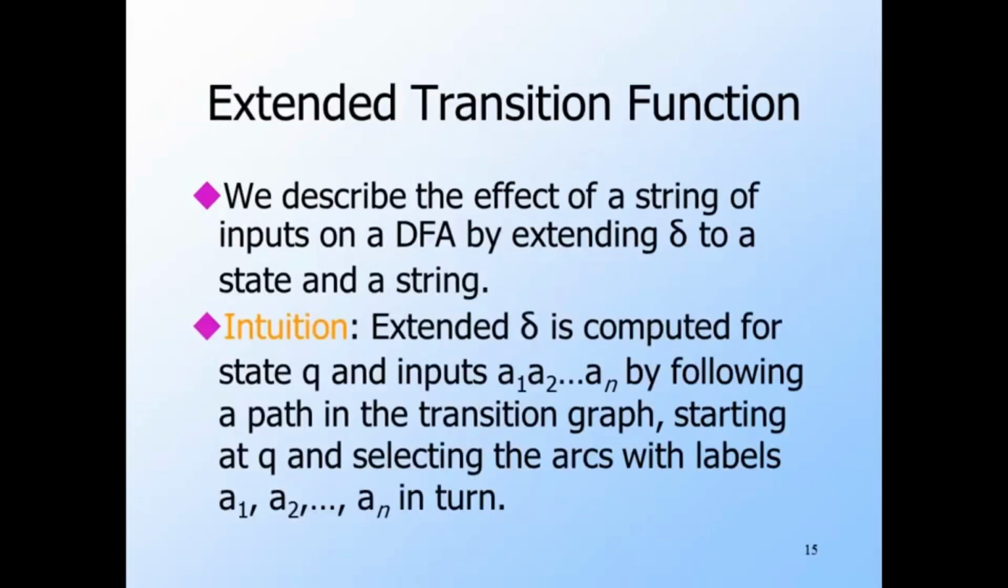The extended transition function delta is a function that takes a state q and a string w of any length, including 0, and tells us where the automaton gets to if it follows a path in the transition diagram from q, where the arcs are labeled by each of the symbols of w in order. That is, we look for the unique path from q whose labels form w.